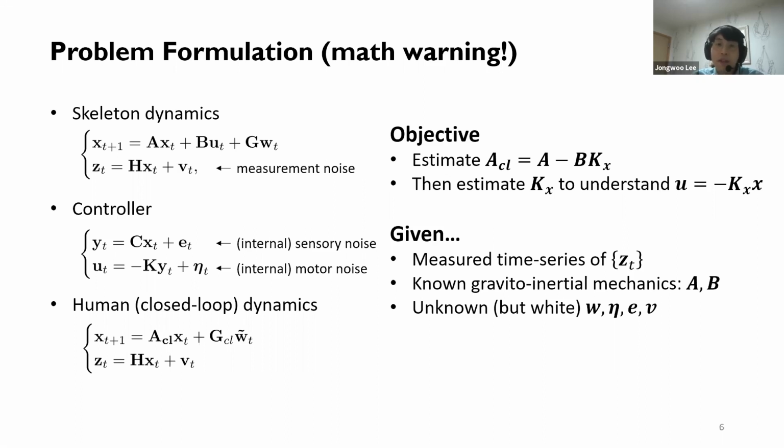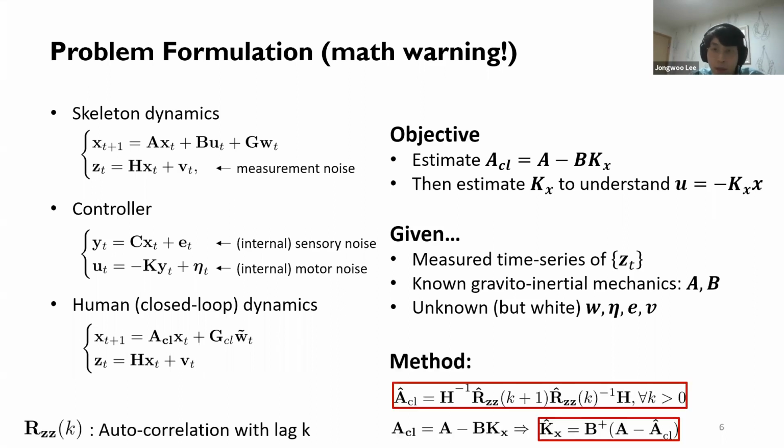And here we're going to only use the measured time series of the Z. I think I forgot to mention what Z is, but the Z is the measurement of the human body, which is a function of the joint states. We also are equipped with known A and B matrices because we can get them from gravitational and inertial mechanics, but we don't know what all the noise sources are.